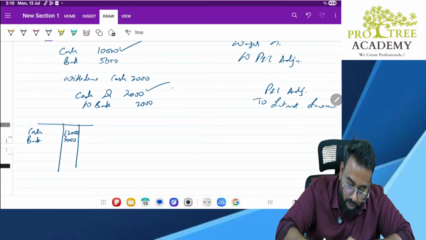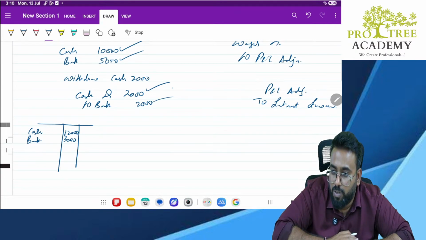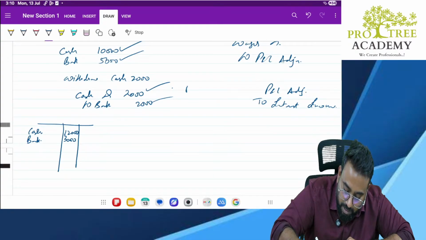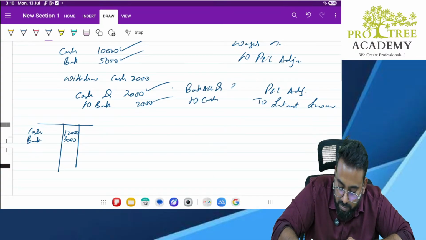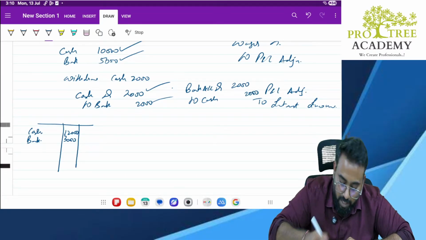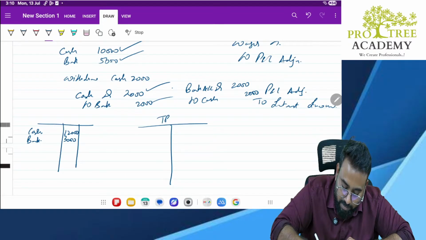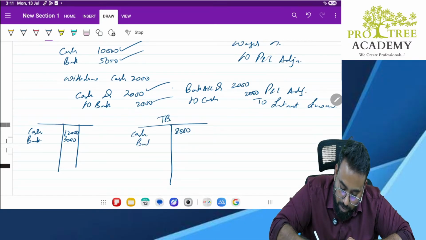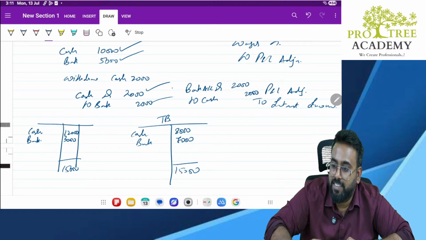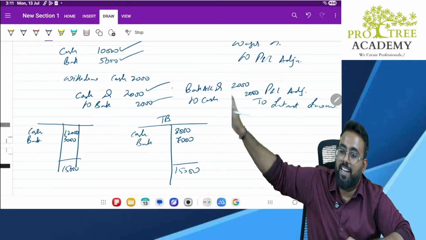Why 3? Because, sir, 5,000 minus 2,000. Correct? But what you have done? Bank account debit to cash account. How much? 2,000. Now, if you prepare trial balance, what will happen? Cash account will show 8,000. Bank account will show 7,000. Total? Any change? This is called compensating error.